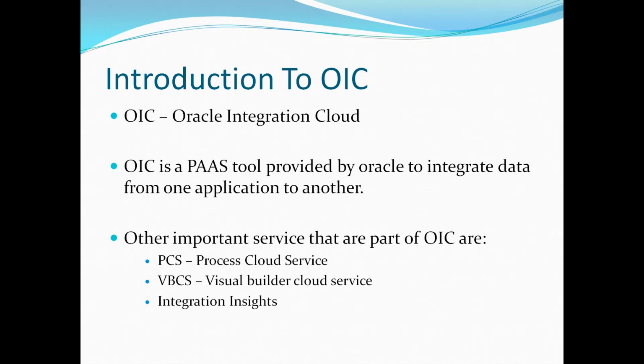So let's start with the introduction to OIC. The full form of OIC is Oracle Integration Cloud. It is a PaaS tool provided by Oracle to integrate data from one application to another. So within this OIC, other than integration, we also have Process Cloud Service and Visual Builder Cloud Service. Process Cloud Service we will be using to create apps to automate, or if we need any human tasks that are performed regularly, we can use Process Cloud Service, and in Visual Builder Service we can create front end apps.